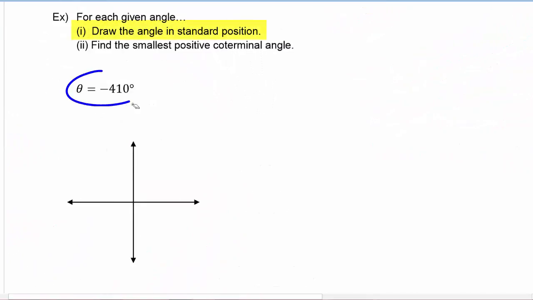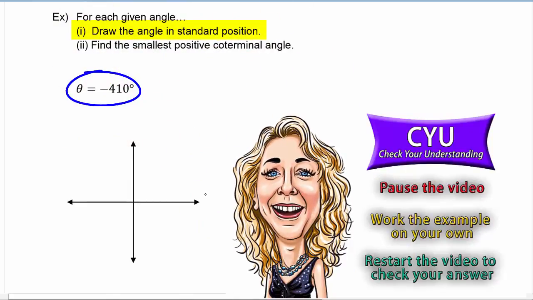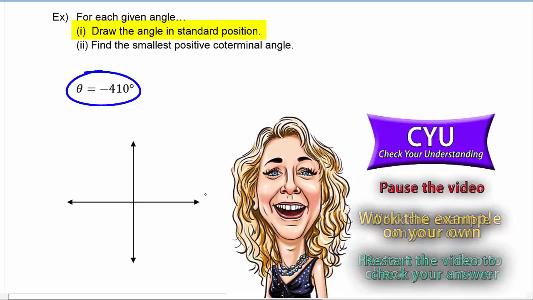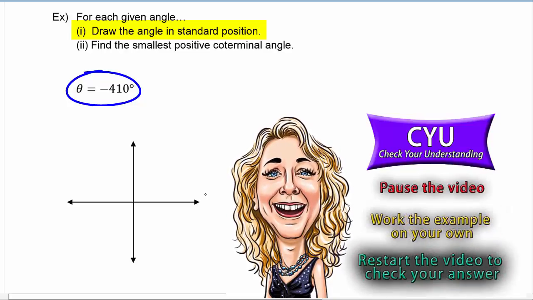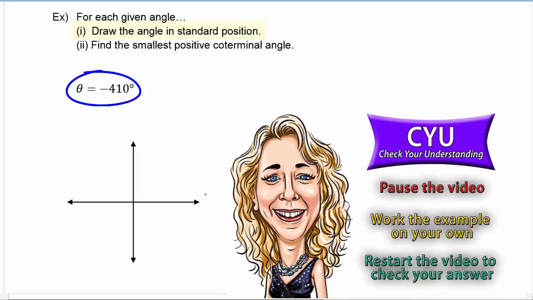In this next example, theta is negative 410 degrees. It's CYU time, so pause the video, work the example on your own, then restart the video to check your answer. Okay, let's see how you did.